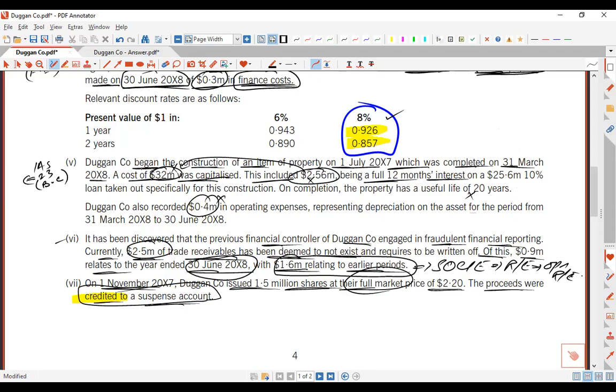D company began the construction of an item of property on 1st July 2007, which was completed on 31st March 2008. A cost of 32 million was capitalized. This 32 million includes 2.56 million, that is 12 months interest. Why 12 months interest, whereas the construction time is only 9 months? If 12 months interest is added to the total cost, the cost is wrongly calculated, and resultingly the depreciation is wrongly calculated.